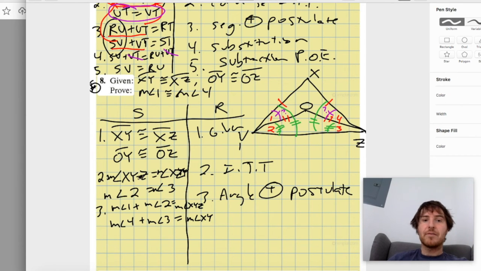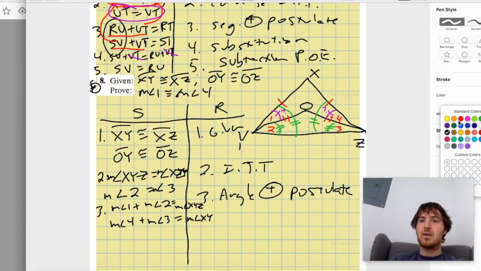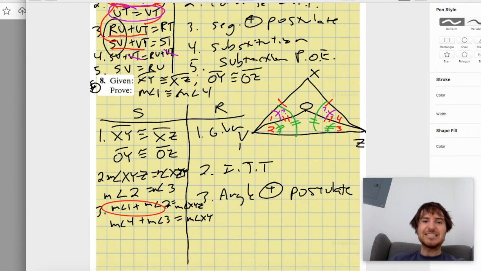Okie doke. What do I have here? Measure of angle XYZ. This whole equals the other whole. Right? We knew that from the ITT. So what we can do is, again, the same thing we did in the last problem. We can take this. We can take, why did that erase? No, I don't want that to erase.